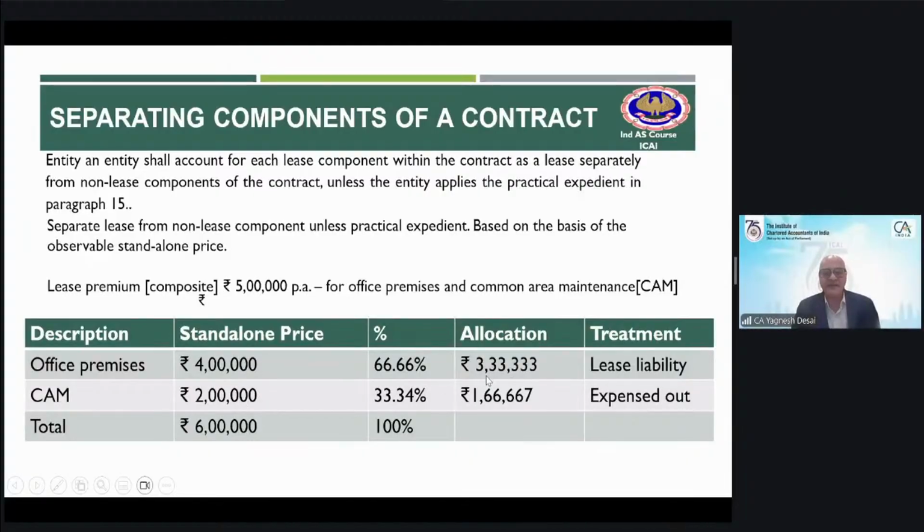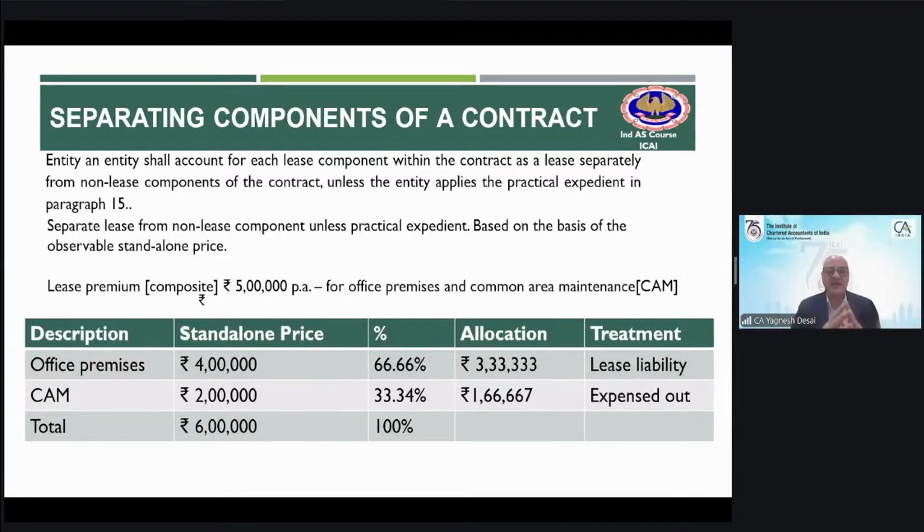And I apply this to 5 lakhs. I apply this percentage to the 5 lakhs premium, lease payment. So in that case, 1,66,667 is to be expensed out, and 3,23,323 will be a part of my lease payment to be discounted to the present value. This is where separating the contract applies.